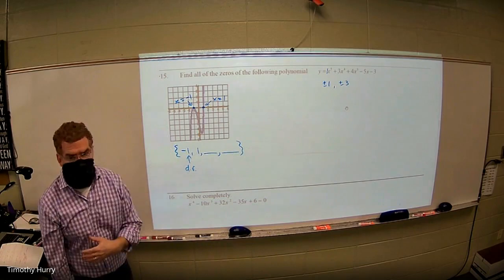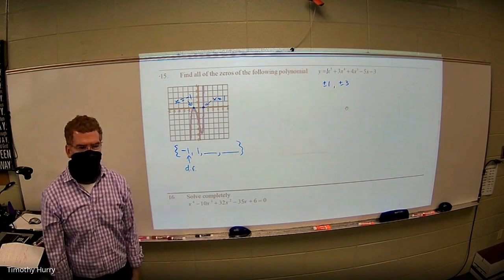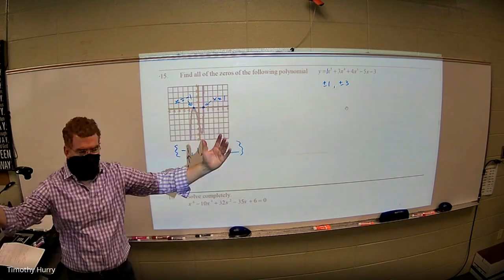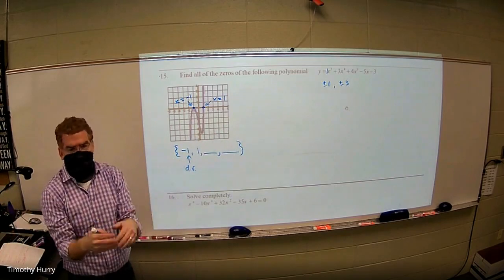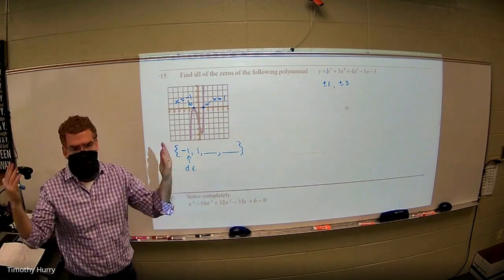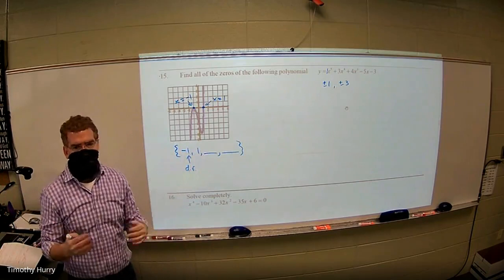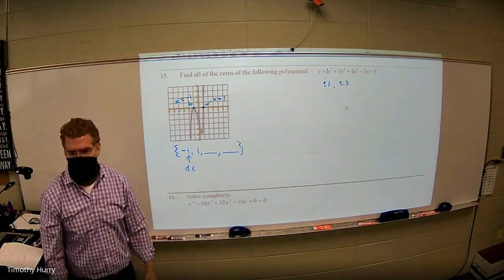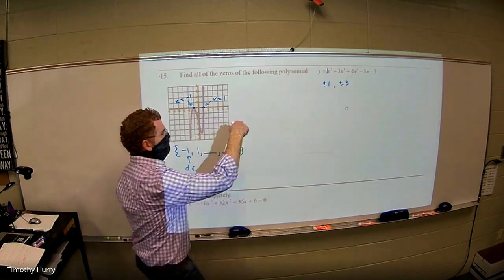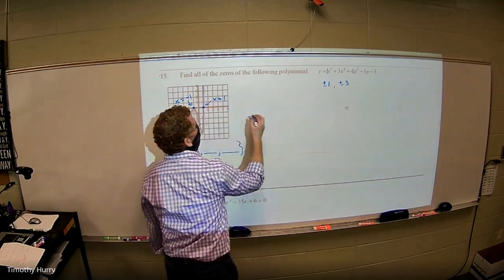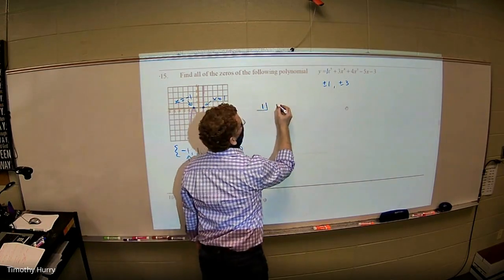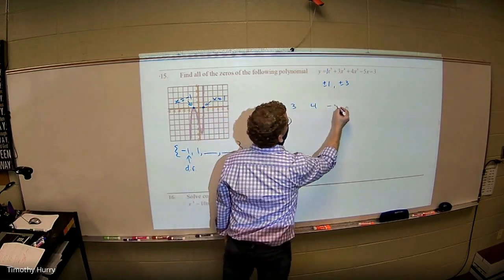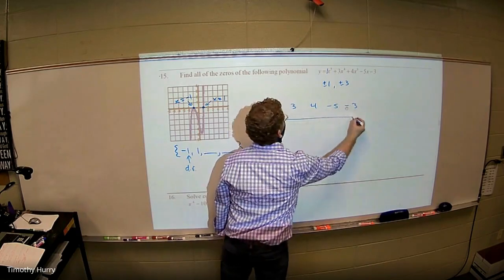Now, you're still not going to be able to get there without what? Shrinking it down. You got to shrink it down. And the only way I know to shrink it down is to synthetically divide. I'm just giving you a hint with the picture. All right? So let's just get started. I can see that it crosses at 1. Let's just divide that 1 into 1, 3, 4, -5, -3.